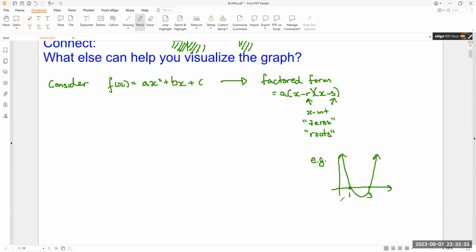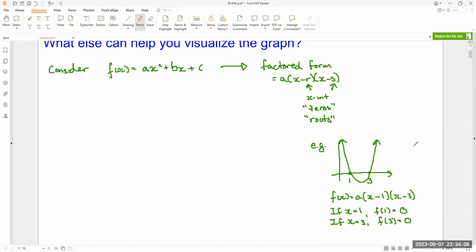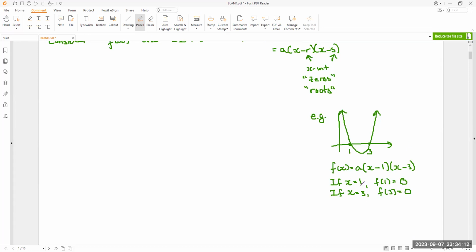If that is the case, we automatically know that within this factored form, the brackets must involve a subtraction of 1 and a subtraction of 3. Why? Well, if x equals 1, then plugging 1 into the equation, my answer is going to be 0. If x equals 3, plugging 3 into the equation will give you a y value of 0. So we have two distinct numbers that will give you a y value of 0. We call this scenario two distinct or different roots.